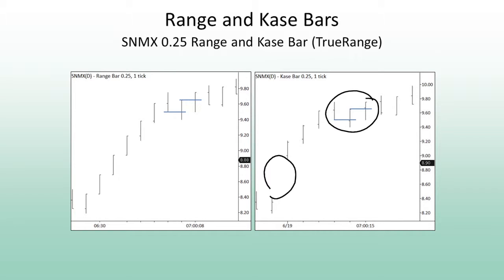Because if you have a market where you're just not getting 25 cents, the actual range is 50 cents, it's jumping by 50-cent increments. With the range bars, you won't know it because it'll artificially plot 25-cent bars. With the Kase bars, if the minimum tick difference is 50 cents, it has no choice but to plot a 50-cent bar.